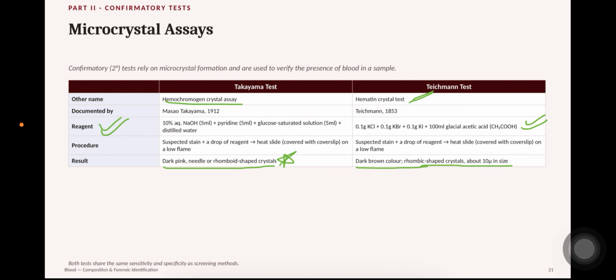Very important, we don't use the Takayama and Teichmann tests in the laboratories because modern forensic laboratories often rely on immunological methods or DNA profiling, which are more sensitive and provide additional information. Although these tests remain valuable in teaching or in sub-laboratory settings because they demonstrate the chemistry of blood identification.